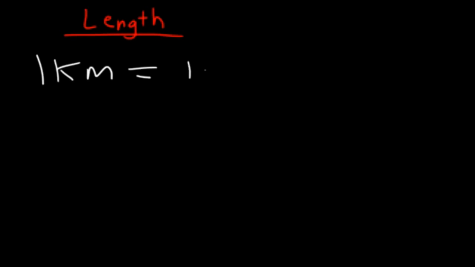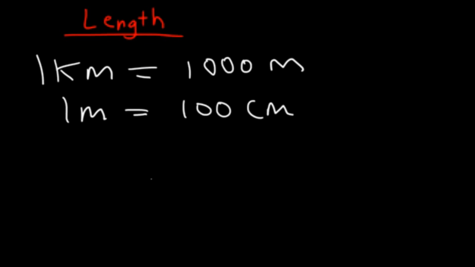Now, before we talk about how to convert from one unit to another, let's make a list of the common conversion factors. So let's start with units of length. You need to know that 1 kilometer is equivalent to 1,000 meters. 1 meter is equal to 100 centimeters. And these are some common conversions that you want to keep in mind.